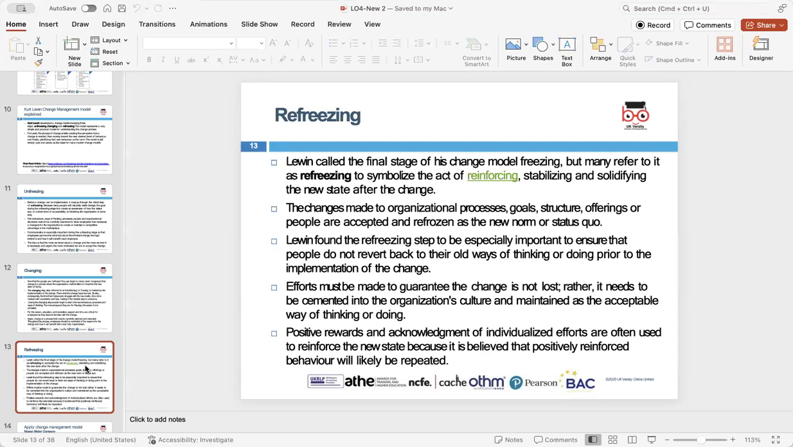So, during the refreezing stage, efforts are made to ensure that the new changes are fully integrated into the organizational culture. Organizational processes, goals, and behavior must be reinforced so they become permanent. To achieve this, positive reinforcement is often used. Recognizing employees' efforts and celebrating success associated with the change can help cement the new practices.